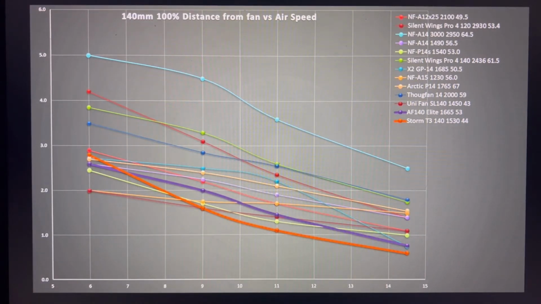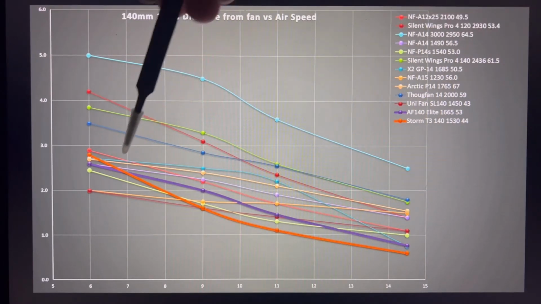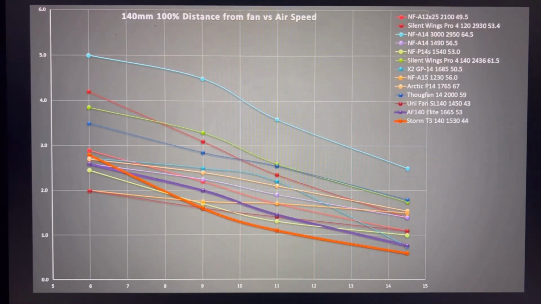So how do they compare to other fans with similar RPMs? Well, the Unifan SL140 is spinning slower and has functionally similar performance. Actually, it has kind of better. It doesn't drop off as much, but it doesn't have the same sort of top ends. Antec P14 is this line, and it's performing quite a bit better. It doesn't have the same sort of drop off as these fans.